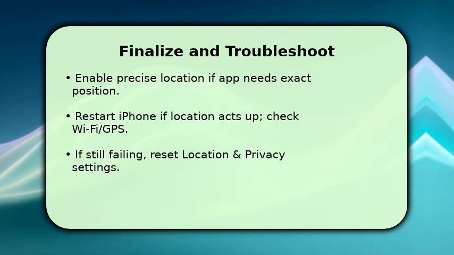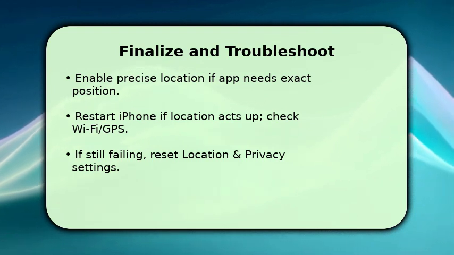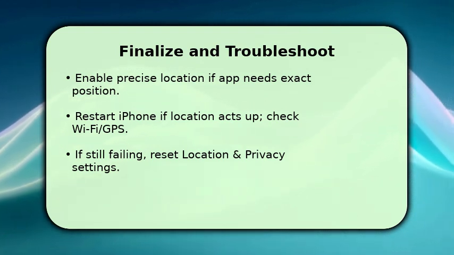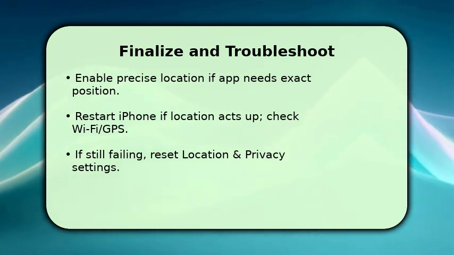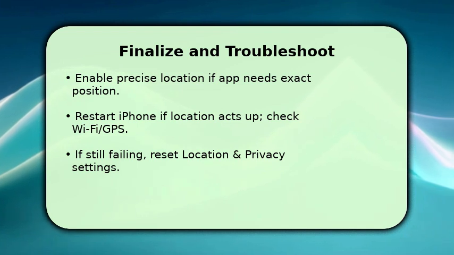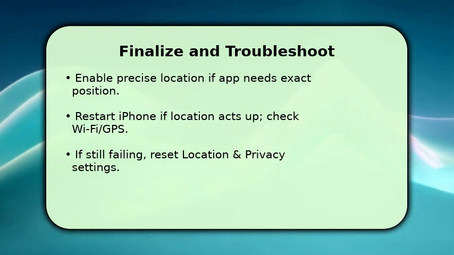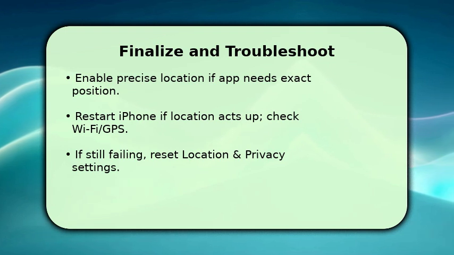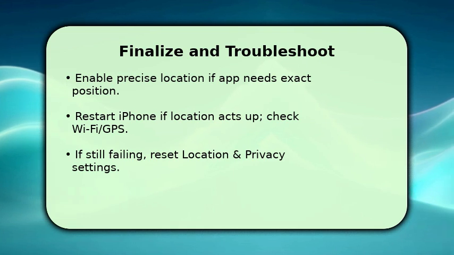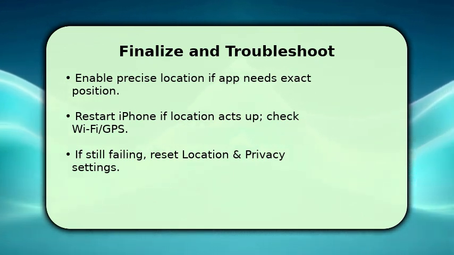Once done, test by opening the app and verifying location accuracy. If location seems wrong, restart the iPhone and ensure Wi-Fi or cellular is on because those help triangulate position. As a final troubleshooting step, go to Settings, General, Transfer or Reset, Location and Privacy to restore defaults. This clears corrupt settings while keeping your data intact.